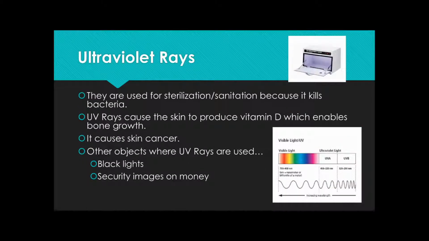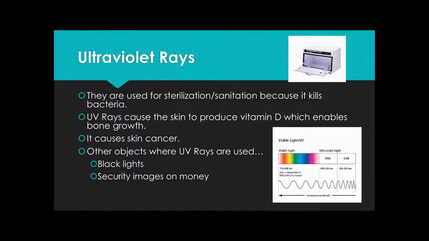So now let's talk about ultraviolet rays. Ultraviolet is used for sterilization and sanitization because it kills bacteria. Ultraviolet is something that can produce vitamin D in your body, which is why they always say it's good to go out and get some sunlight because it's good for you. Well, it is. It enables bone growth. But there is a downside to UV rays as well. They can cause skin cancer. So too much exposure can be a bad thing.